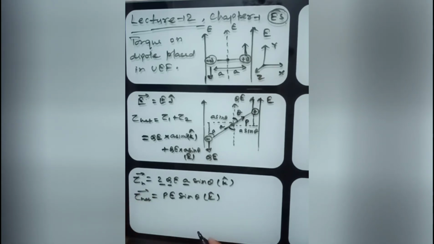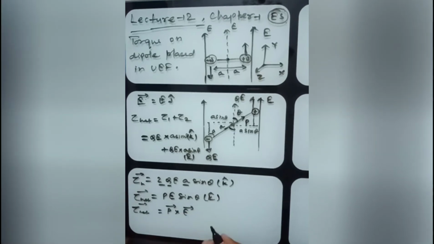Now look carefully, students. Since it is pE sin theta and has a direction, it is a vector quantity with magnitude and direction. Since p is also a vector quantity and E is also a vector quantity, you can write this in vector form as the cross product: tau net is P cross E.